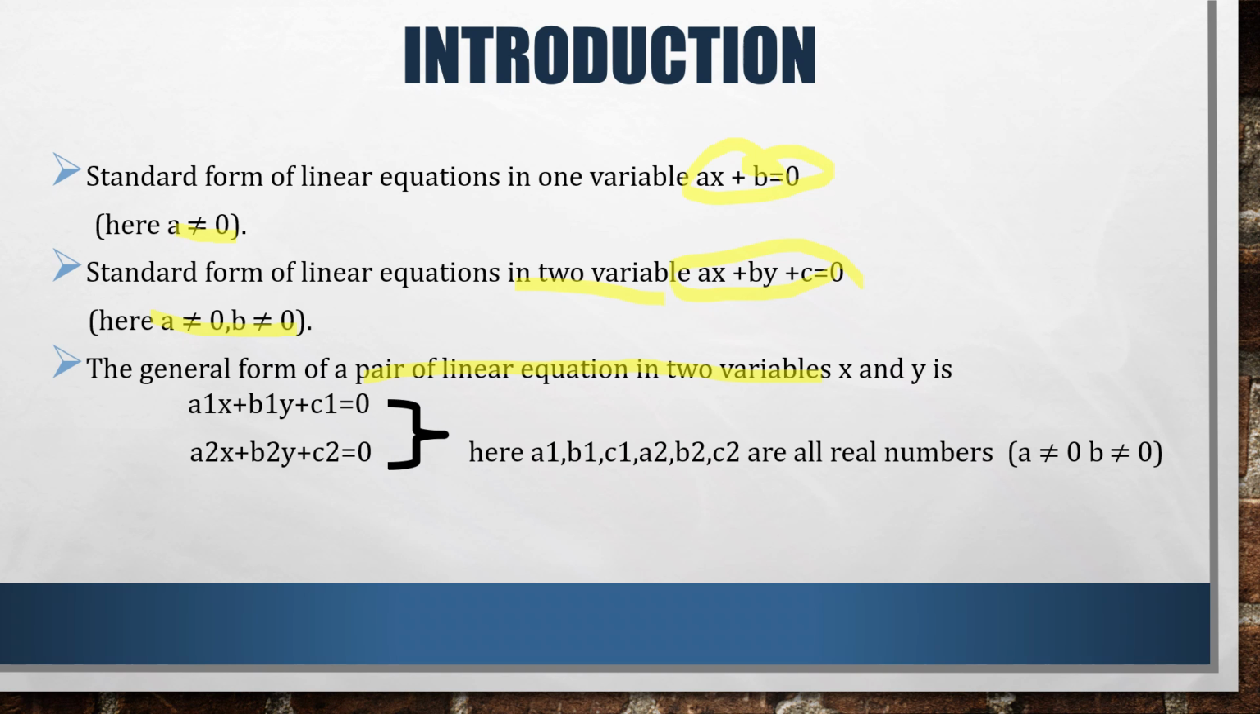Let us consider a1x plus b1y plus c1 is equal to 0 and a2x plus b2y plus c2 is equal to 0. Here what are a1, b1, c1, a2, b2 and c2? These are real numbers. You know what real numbers are already. It is a collection, or group, of both rational and irrational numbers. So this is regarding the introduction.